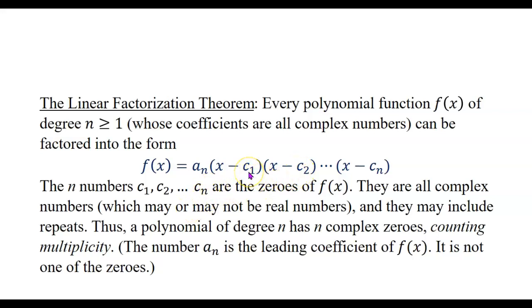And if they do, we just say that they have multiplicity of however many times that shows up on the list. And then this number out in front, this a sub n, that's the leading coefficient of your polynomial, and it's not one of the zeros.